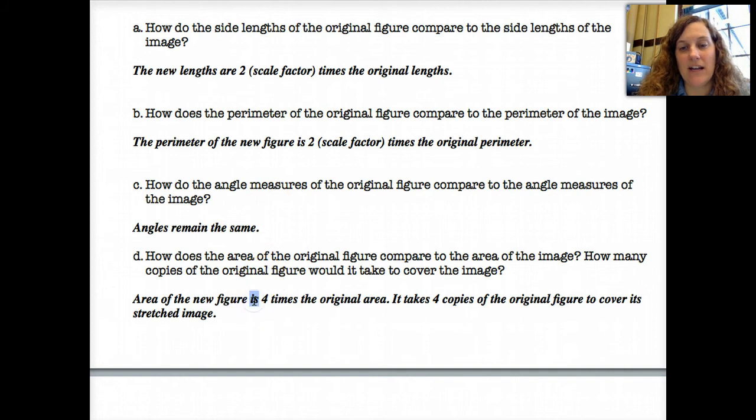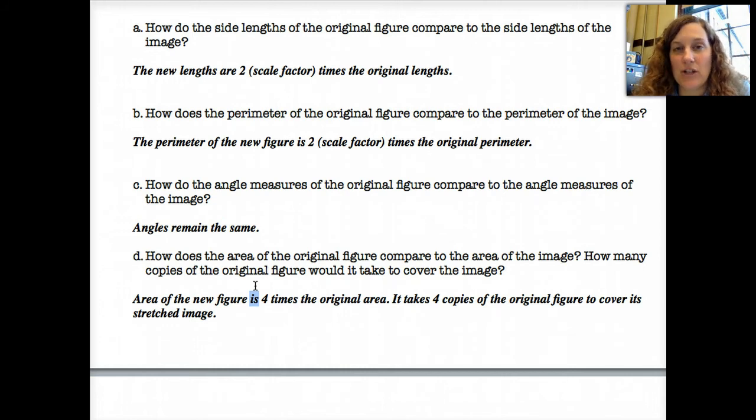How does the area change? This is one that's a little trickier. So the perimeter is doubled. If you think of a square that's 1 inch on each side, its perimeter is 4. If you make a new square that's 2 on each side, its perimeter is 2, 4, 6, 8. Area is different. You're going from a 1 by 1 with an area of 1 to a 2 by 2, which is an area of 4.